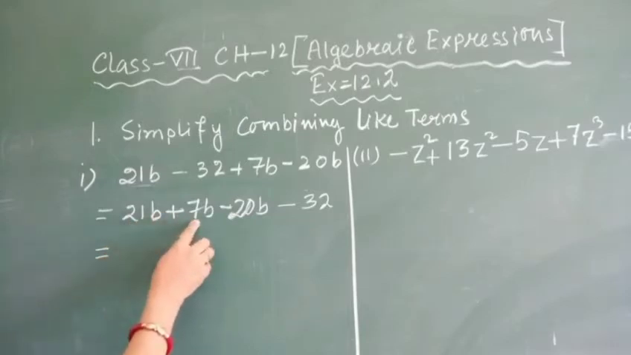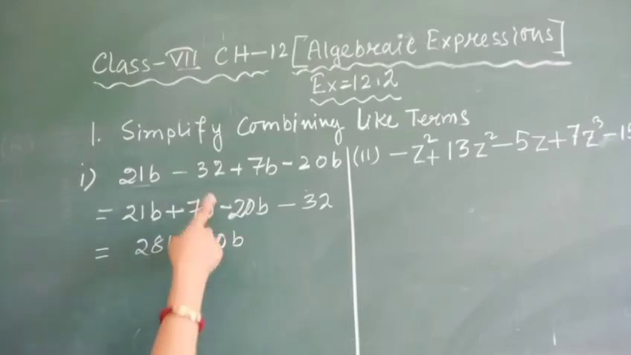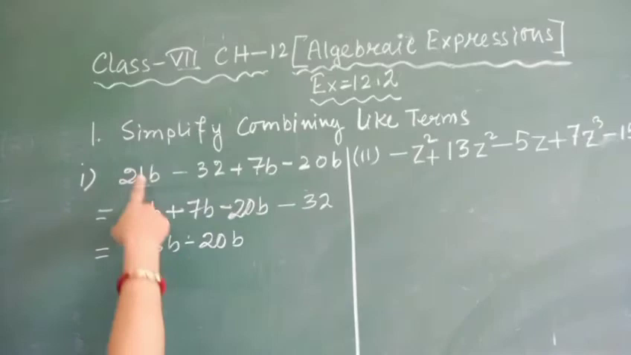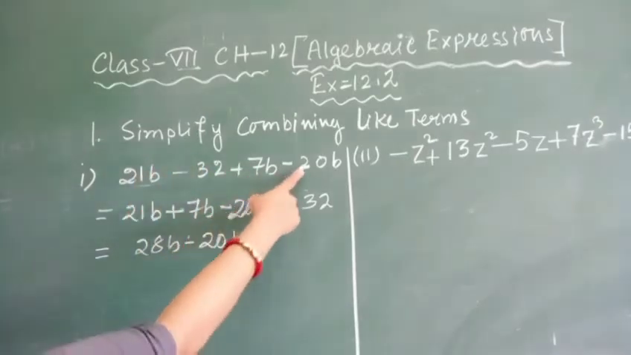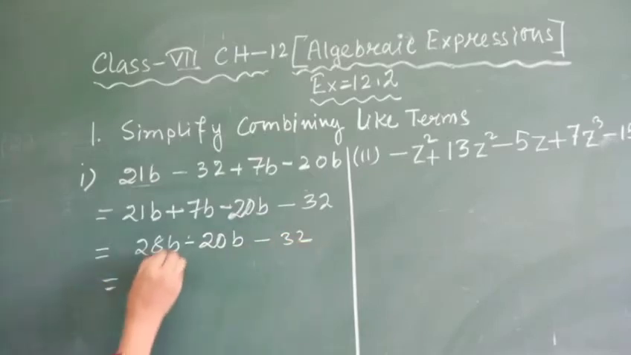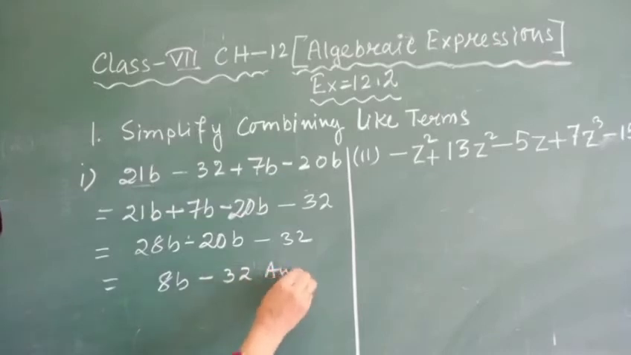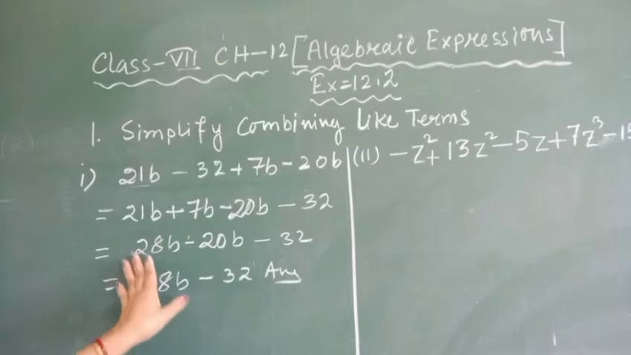21 plus 7 is 28b minus 20b, and minus 32 as it is. Now we can see that 8b minus 32, and this is the end of this sum because there are no like terms remaining here. Whatever addition and subtraction was possible we have completed, and this is the answer. Next question.